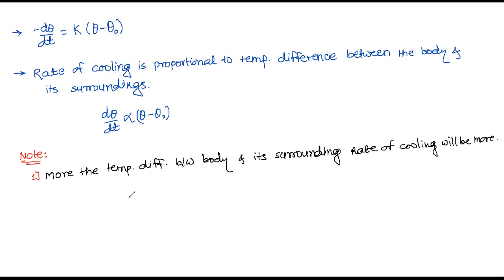Yes. Now I have a cup of tea which is at 80 degrees Celsius, and I am in a room whose temperature is 20 degrees Celsius. So there is a large temperature difference, almost 60 degrees Celsius. So this temperature difference is more, so the rate of cooling will also be more. So very fast that tea will become cool. Understand? Good. Next, second note point.